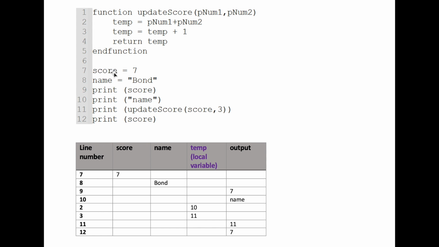So the first line that we will come across is line 7, setting the score to 7. So line 7 has been entered in the line number, and the contents of the variable score have been set to 7. Moving on to line 8. We are setting the variable name to the string literal bond. Line 9 is a print statement, so we're not updating the contents of a variable, but we are performing an output. Hence we need an entry in our output column.